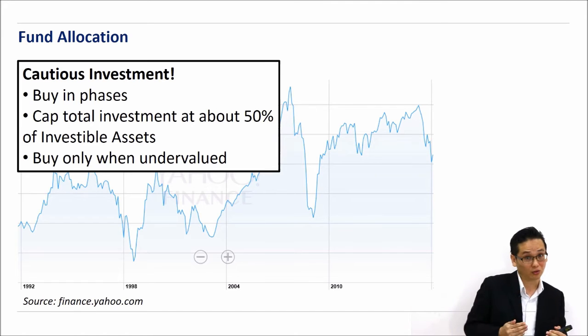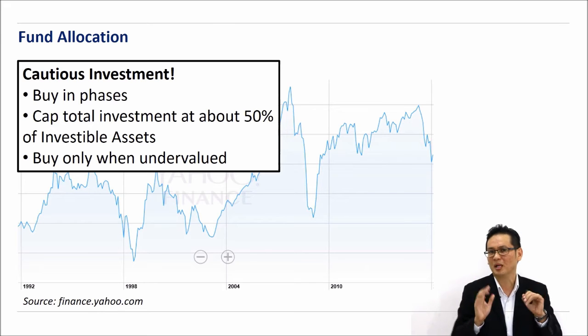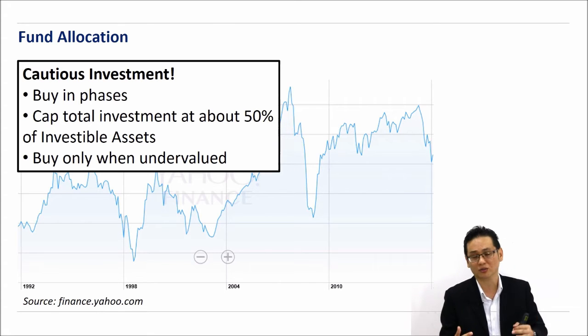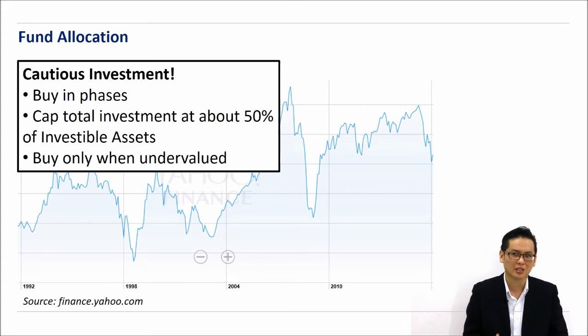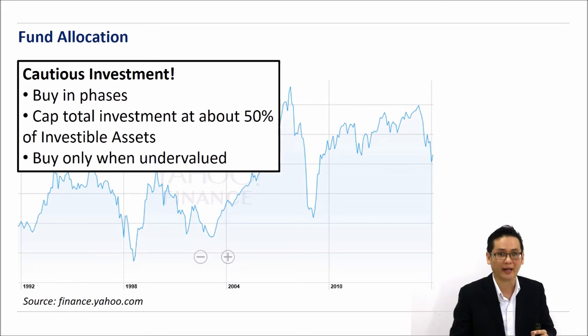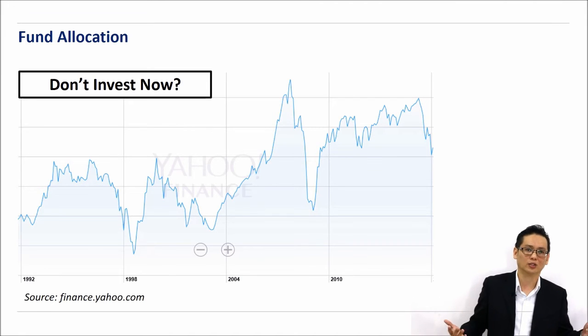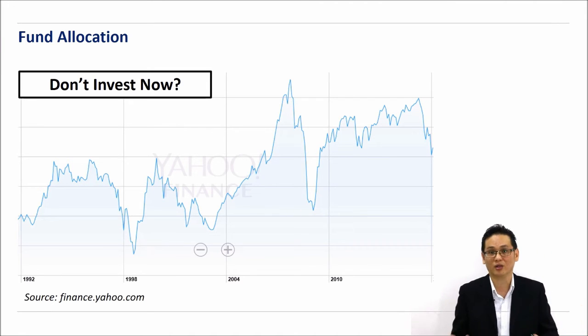You may only want to buy undervalued stocks. So for stocks that are at fair value, maybe you want to think a bit more, but of course only focus on stocks that are undervalued. So this is what I mean by your investment mode and how you decide how much to buy, when to buy. Of course, some people may say that, hey, since we are not at the lowest, why don't we wait for the lowest then invest? Don't invest now.